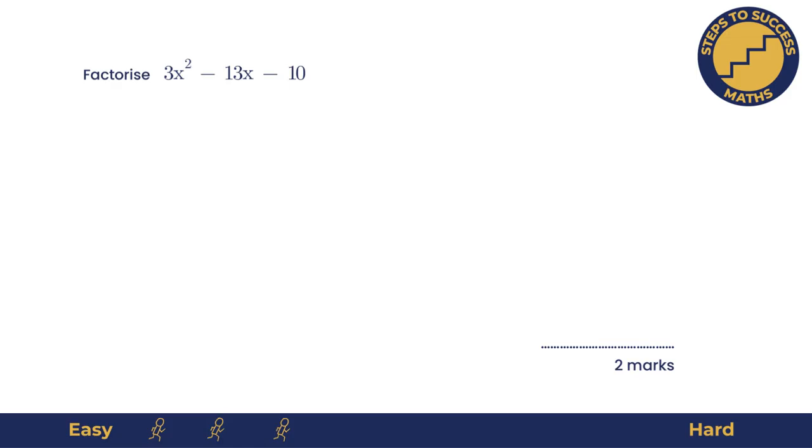Factorise 3x squared minus 13x minus 10. So two brackets. We need 3x squared, so that's going to be a 3x and just an x. We've got a negative at the end, so we know we've got one positive term and one negative term. And we need to make 10. So we can use 1 and 10 or 2 and 5, and one of those needs to be a negative. And then in the middle, we need this negative 13x.